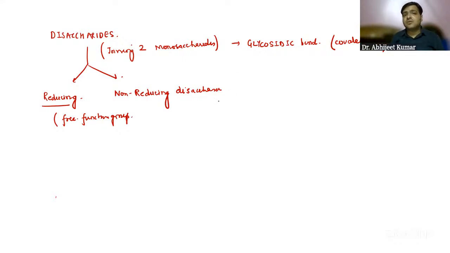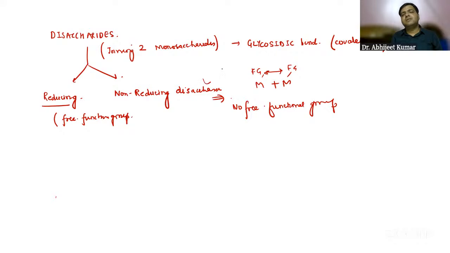Apart from that, when I say non-reducing disaccharides, since they are made up of two monosaccharides, one monosaccharide will have a functional group, the other monosaccharide will also have a functional group, and these two functional groups are the ones participating in the bonding. Obviously, when they are participating in the bonding, no functional group is left free. So we have no free functional group over here, and that makes it non-reducing, guys.